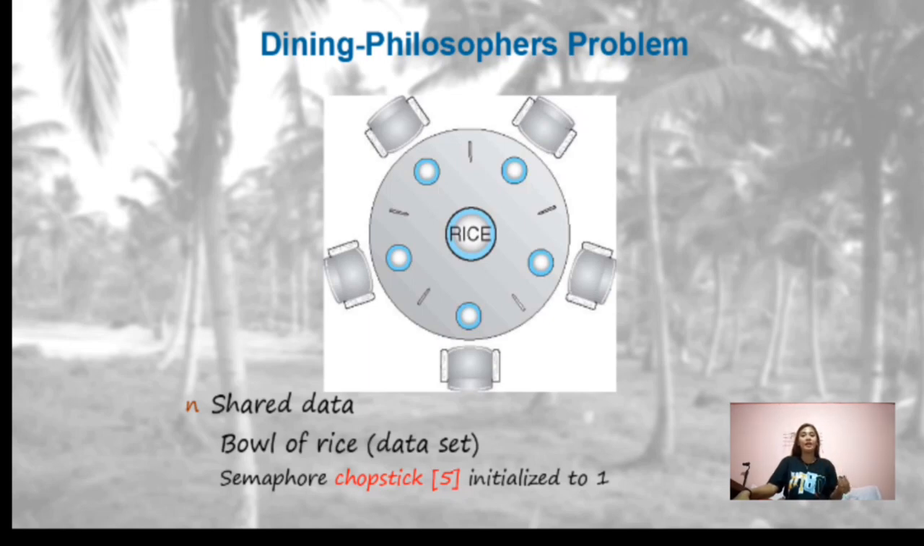It was originally formulated in 1965 by Edsger Dijkstra as a student exam exercise, presented in terms of computers competing for access to tape drive peripherals. Soon after, Tony Hoare gave the problem its present form.